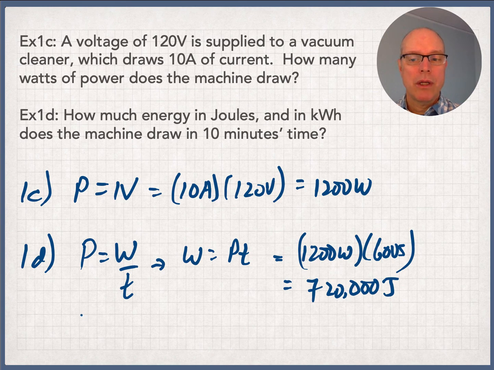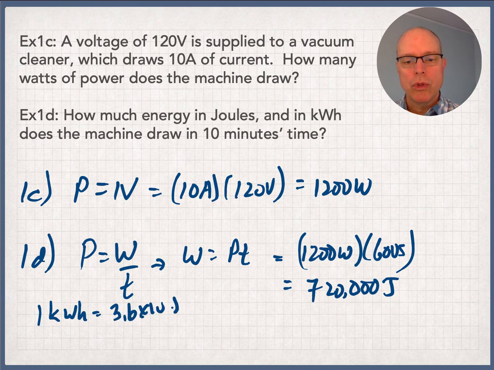A kilowatt hour is two things. It's either 3.6 times 10 to the 6 joules. So I could just convert this to kilowatt hours by using this conversion factor. And what it is literally is 1,000 watts of power operating for 1 hour.